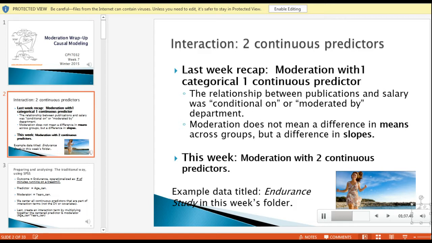This week we have another moderation, but we are going to be using two continuous predictors rather than one continuous and one categorical as we did last week.